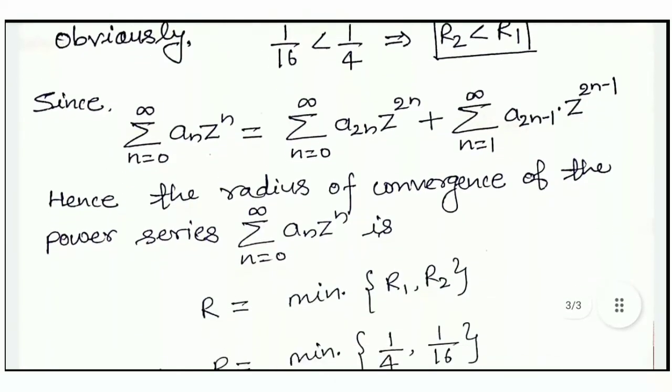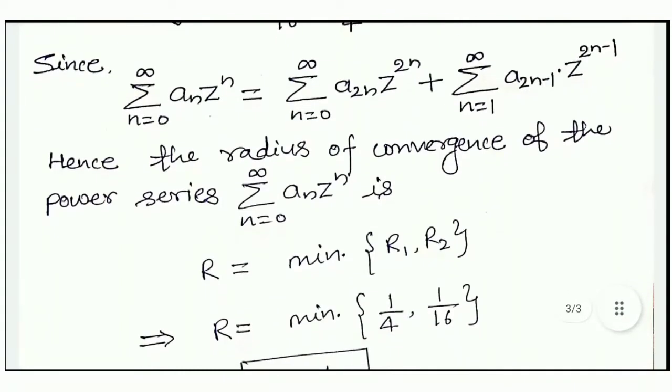And since we have shown above that summation an z to the power n equals summation a2n z to the power 2n plus summation n equals 1 to infinity a2n minus 1 z to the power 2n minus 1, that is, the resultant power series is the sum of both the power series.